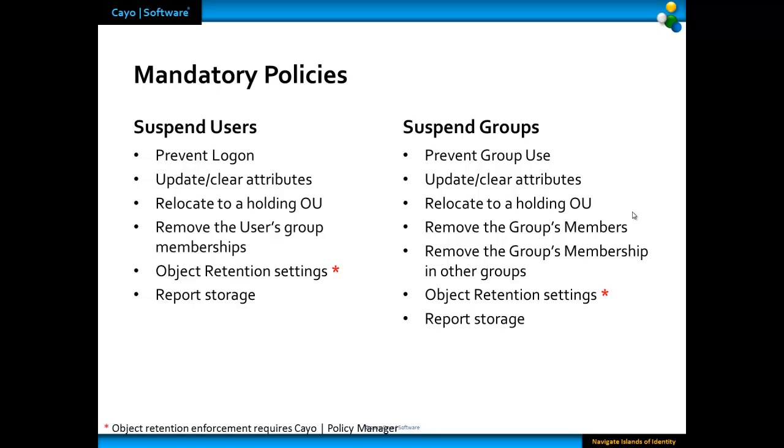Cayo Suspend provides all of these for both types of objects. And there's one little asterisk next to object retention settings. It's important to note that to retain the object and to have a consistent and reliable mechanism that will scan the directory and enforce that particular policy, we also suggest you implement a second product from Cayo called the Cayo Policy Manager. It is a service that monitors the directory and looks for suspended objects and enforces the retention period.